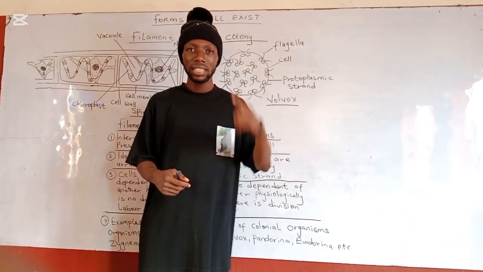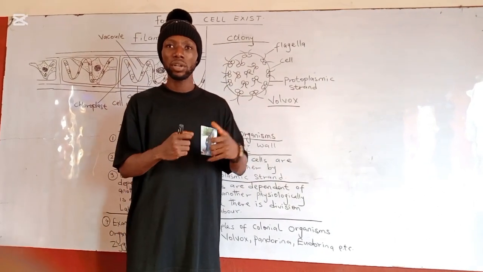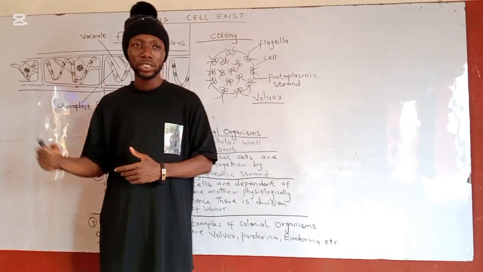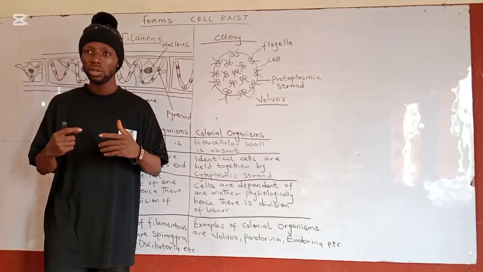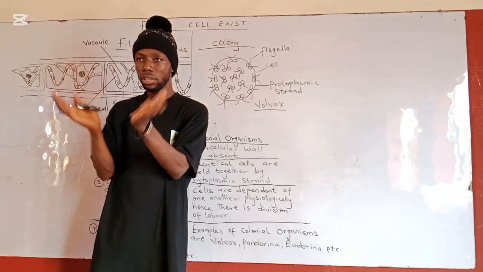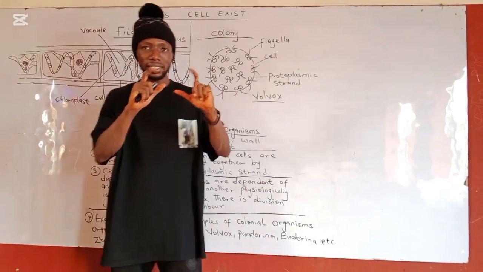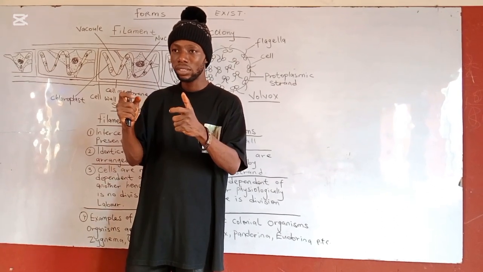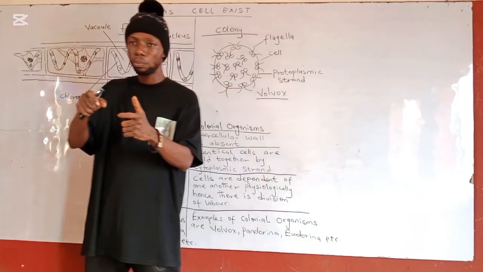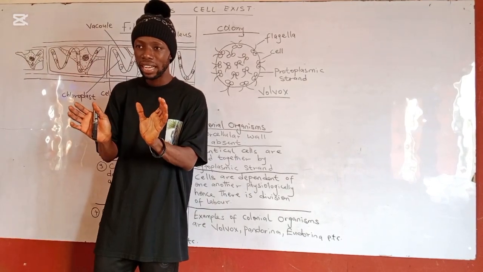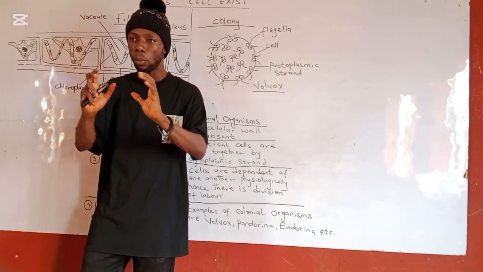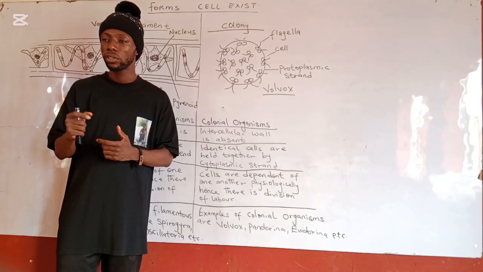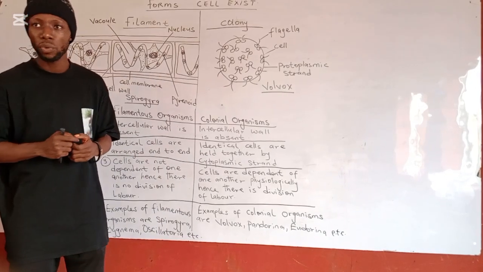Cells exist in the form of independent organisms such as amoeba, euglena, paramecium, chlamydomonas. Then cells also exist in colony. In a colony, a group of unicellular cells that cannot exist on their own, that cannot be independent, are collectively held together by cytoplasmic strand. This is seen in Volvox, Eudorina, and Pandorina.